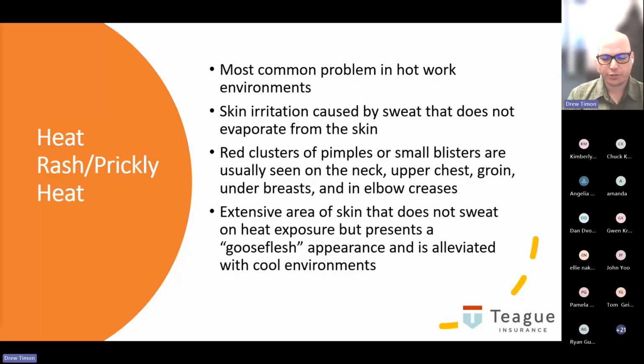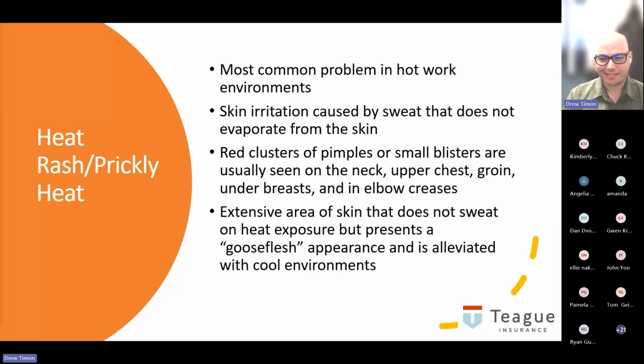So next is heat rash, or we also call it prickly heat. It's one of the more common problems that we see in hot work environments. What it is, is skin irritation that's caused by the sweat that doesn't evaporate from the skin. So what we see is in those hot environments, the pores in our skin dilate, and then the salt from the sweat gets inside those pores and it causes a rash. So it'll usually present with red clusters of pimples or small blisters that are usually seen on the neck, upper chest, groin, upper breast, and in elbow creases.